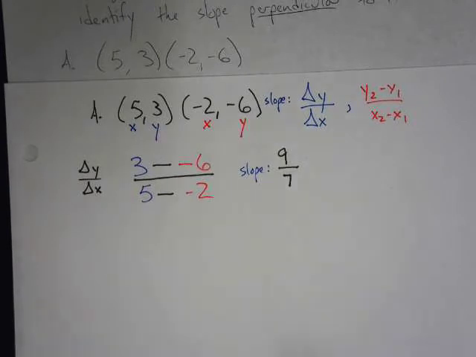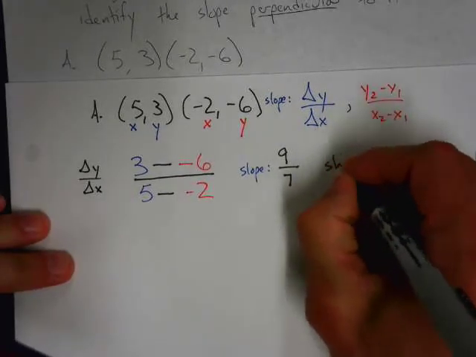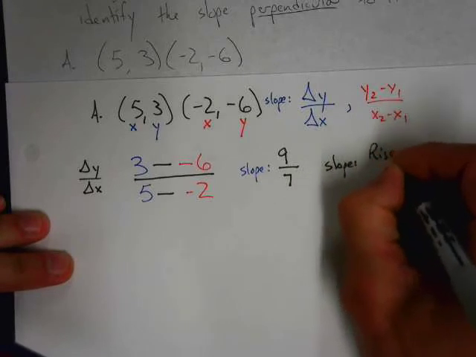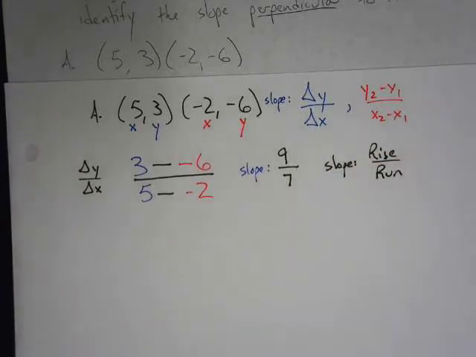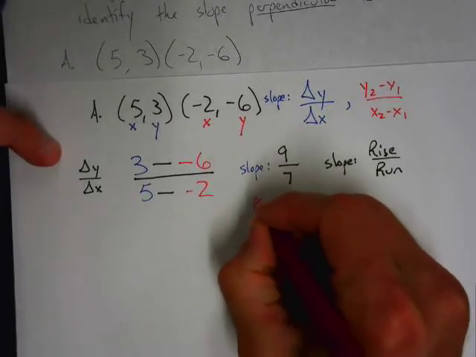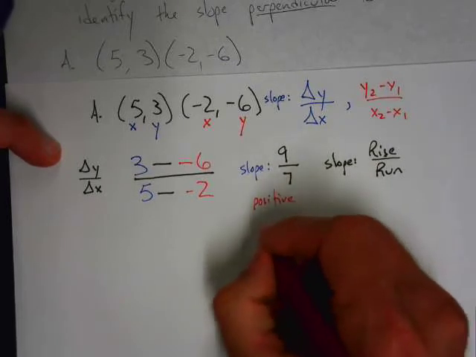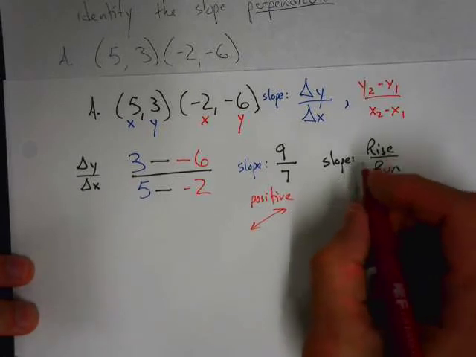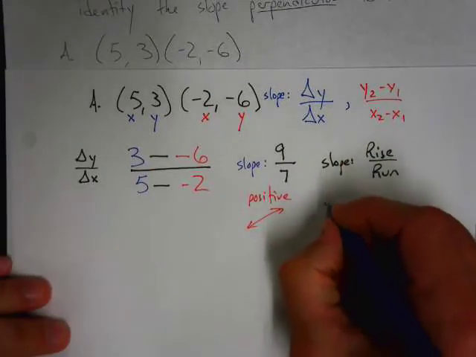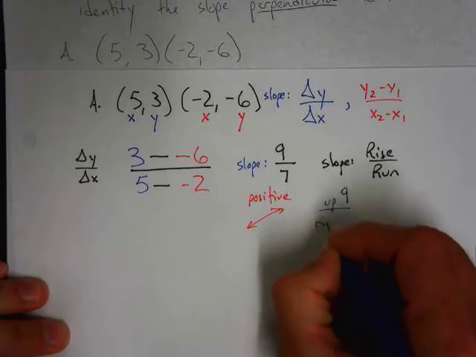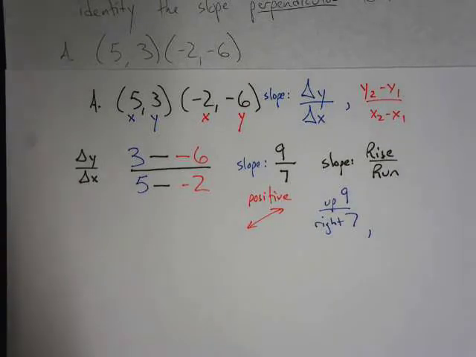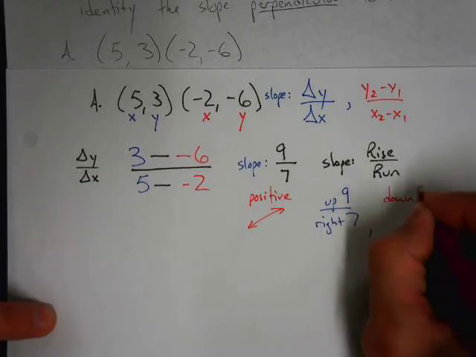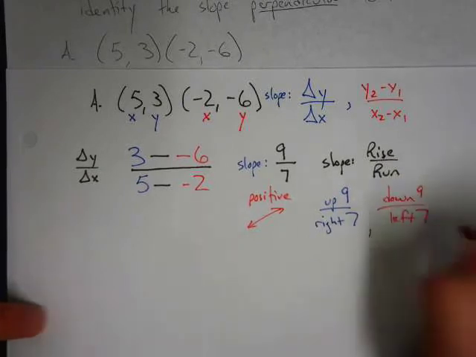Another way of visualizing slope is to think of slope as rise over run. And this is a positive slope, right? So we know that it's going up in some manner. So the rise over run, we could say it's going up 9 and going to the right 7. And we can also say that it's going down 9 and to the left 7. And that's how we can describe slopes.